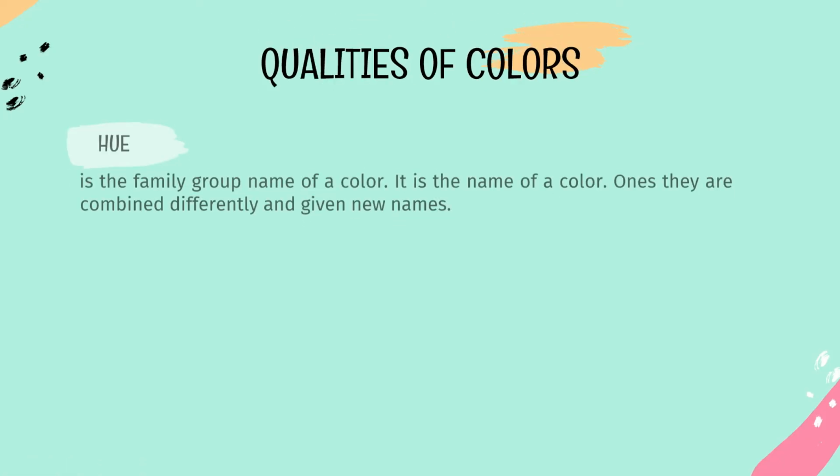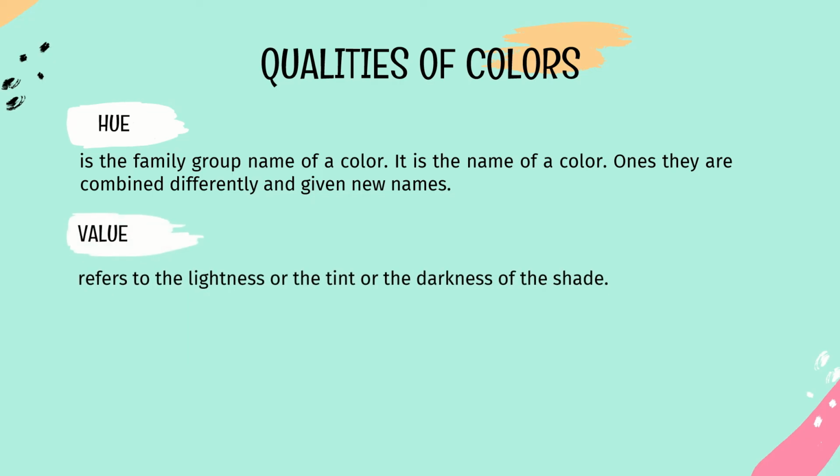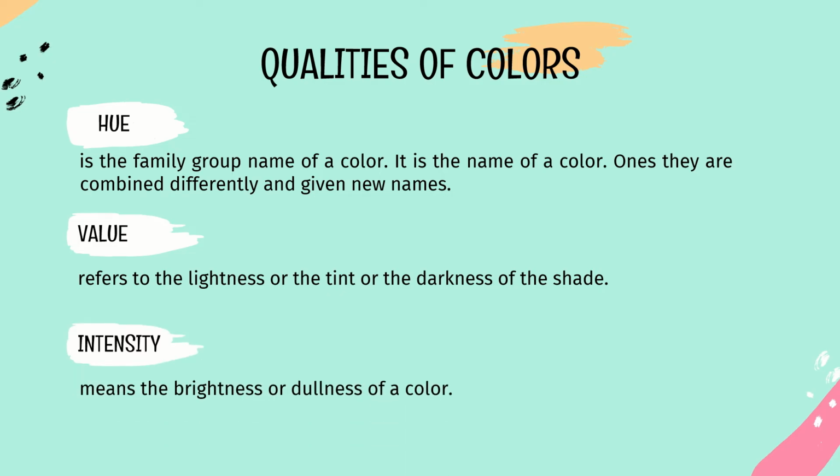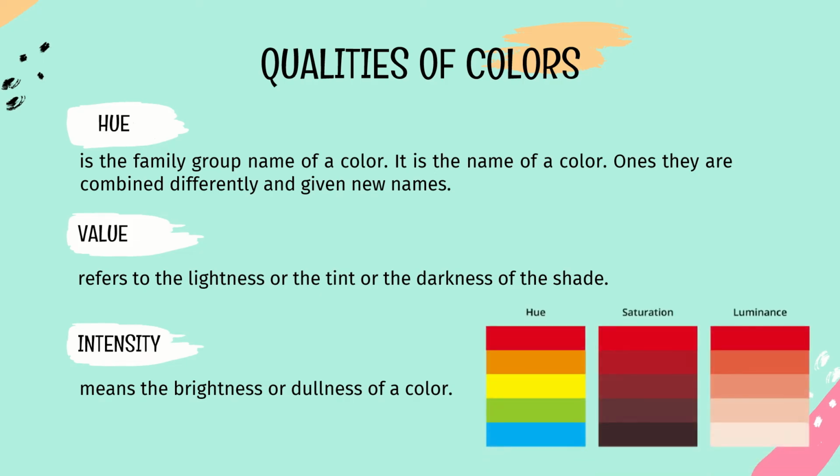Qualities of colors. First is hue. It is the family group name of a color. It is the name of a color once they are combined differently and given new names. Next is value. It refers to the lightness of the tint or the darkness of the shade. And last is intensity, which means the brightness or dullness of a color. We have the given example picture below. It shows the hue, the saturation, and the luminance.